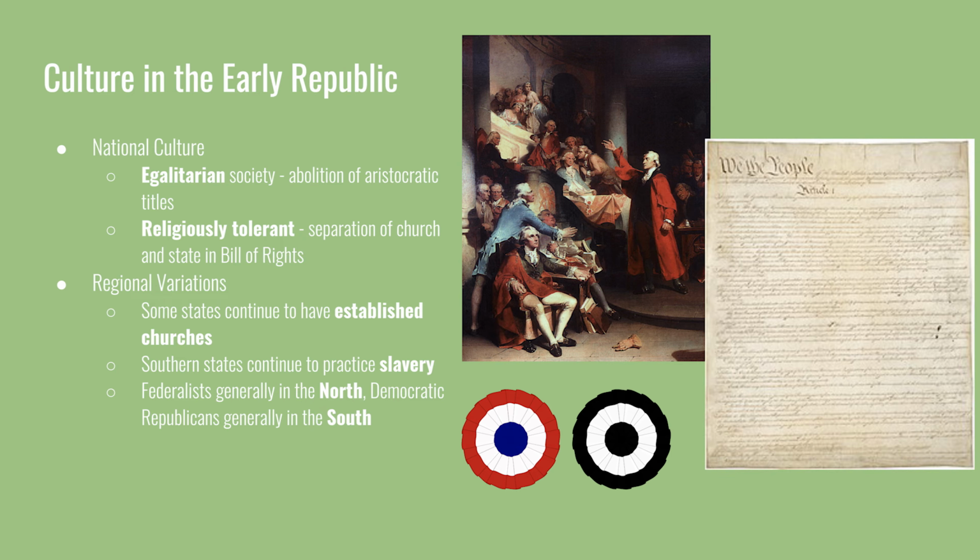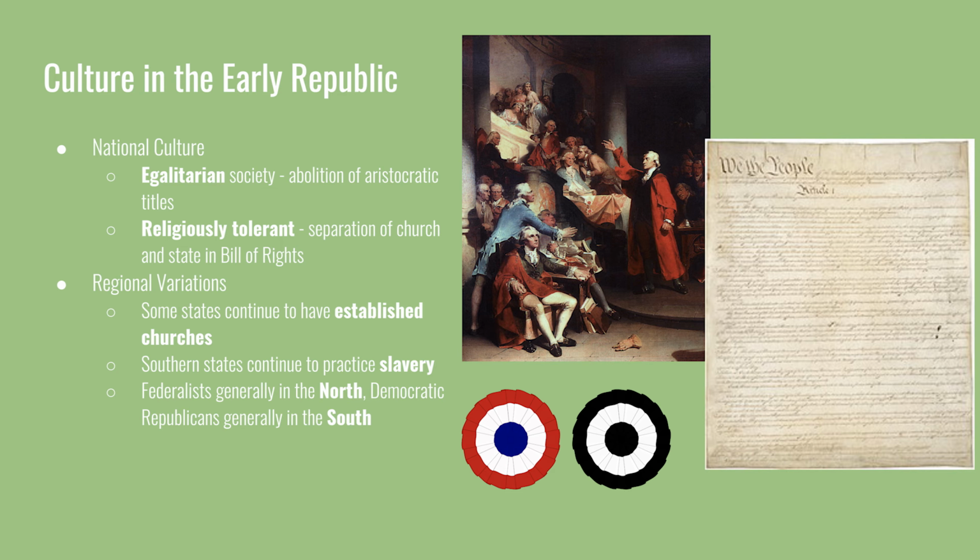On paper, there is more religious toleration with the separation of church and state written into the Bill of Rights. However, this is more so a religious toleration of different Protestant religious sects. We'll see that in the middle of the 19th century that anti-Catholicism is still prominent.